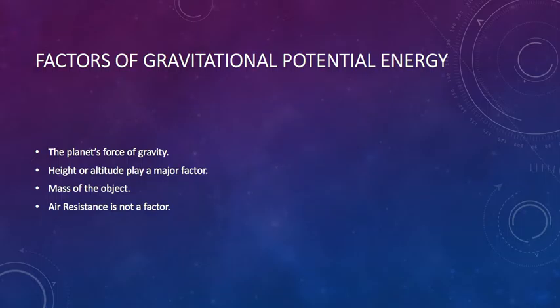Factors of gravitational potential energy. The planet's force of gravity and height or altitude play a major factor, as does the mass of the object. Air resistance is not a factor. The influence of gravity decreases the further away from the surface of the planet. The higher an object is from the ground, the more time gravity will have to accelerate it and, of course, increase its velocity. The more mass the object contains, the more potential energy it can provide.